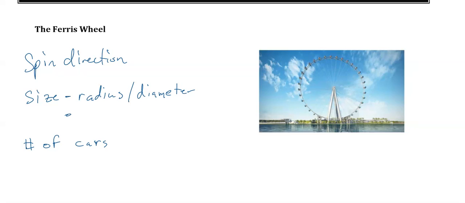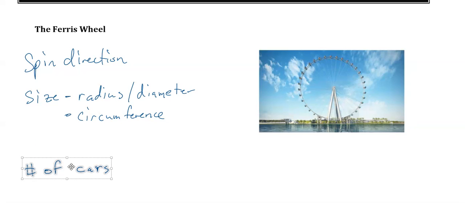That's interesting. So if you're picturing a person sitting in one of the cars, when they go around once, they would have gone around the circumference. What else? There's something I think about, like the size of one of these that would be important. Another way of thinking about it.